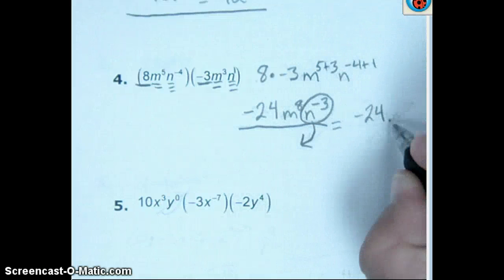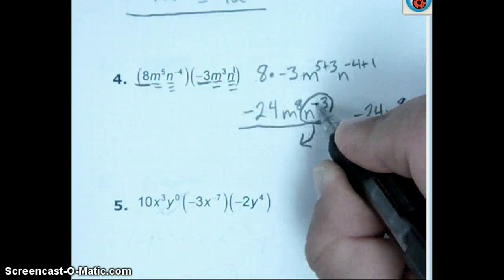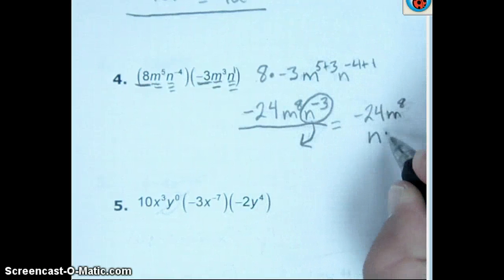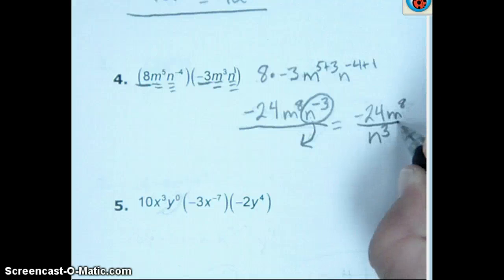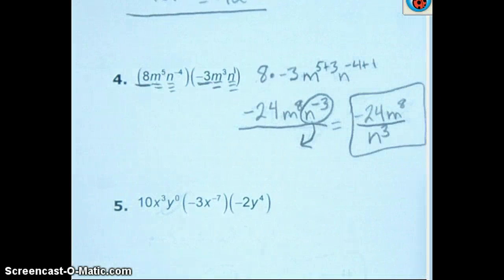M to the 8th is a good kid. He stays where he is. N to the negative 3 is a bad kid. Put him down there, and then he becomes a good kid. That's your answer. You know it's your answer because I have no 0 exponents, and I have no negative exponents.